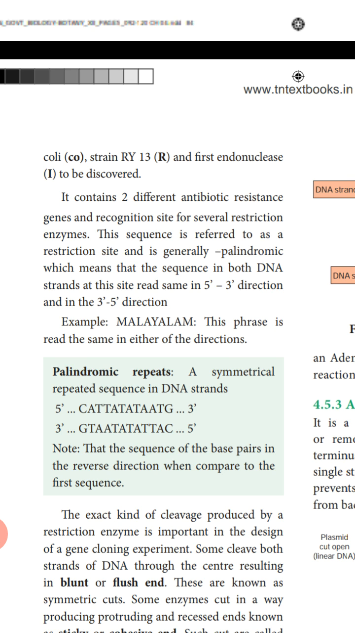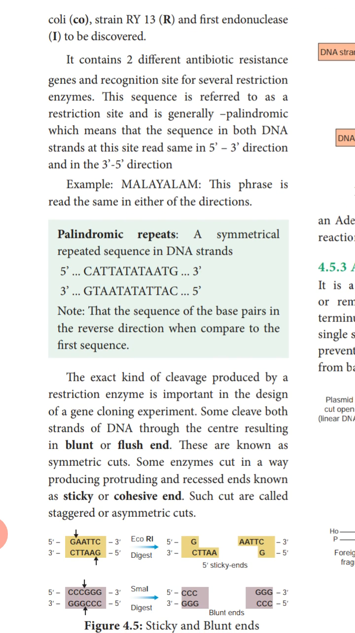The exact kind of cleavage produced by a restriction enzyme is important to design a genome cloning experiment. Some cleave both strands of DNA through the center, resulting in blunt or flush ends. As we have studied, these restriction enzymes cut the DNA at a particular restriction site or recognition site. Sometimes they cut the DNA in blunt ends, or sometimes they cut it as sticky ends. If they cut blunt ends, then we call it a symmetrical cut.